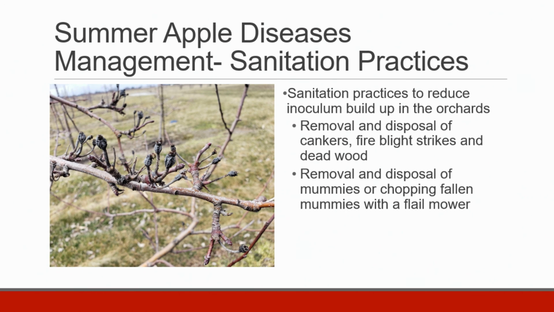The removal of mummified fruit, especially for black rot and bitter rot, is recommended but not very practical. Some varieties are more prone to forming mummies than other varieties. For example, Cortland apples are very prone to forming black rot mummies, while Honeycrisp is very prone to forming bitter rot mummies, as shown in this image. At the very minimum, dropping the mummies to the ground in the fall or early spring before bud break is recommended.